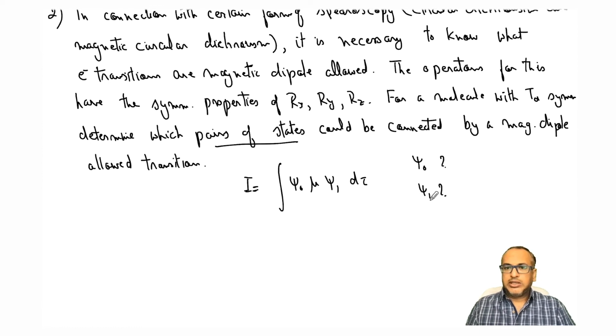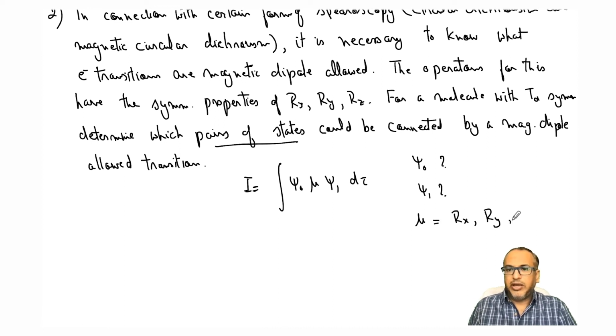So we don't know what psi 0 and psi 1 are, or what the symmetry of psi 0 and the symmetry of psi 1 is. So we want to calculate that. Given is that mu has the symmetry of Rx, Ry, Rz. Now we want to choose psi 0 and psi 1 so that the overall direct product does not go to 0, because it has to be a magnetic dipole allowed transition. So that means the integral should not go to 0, right?